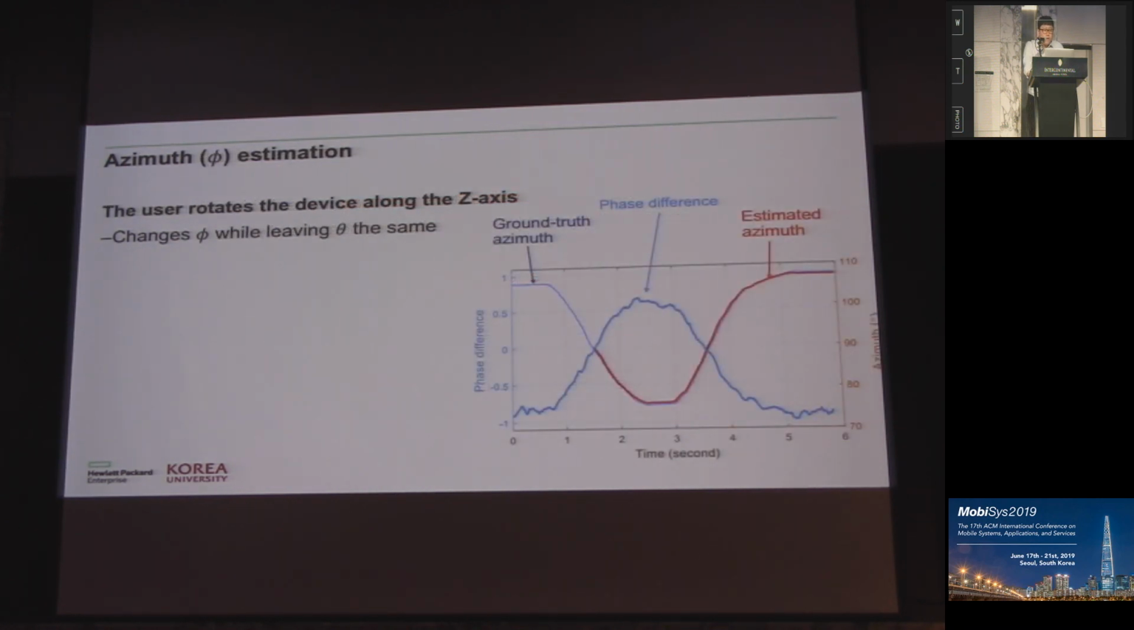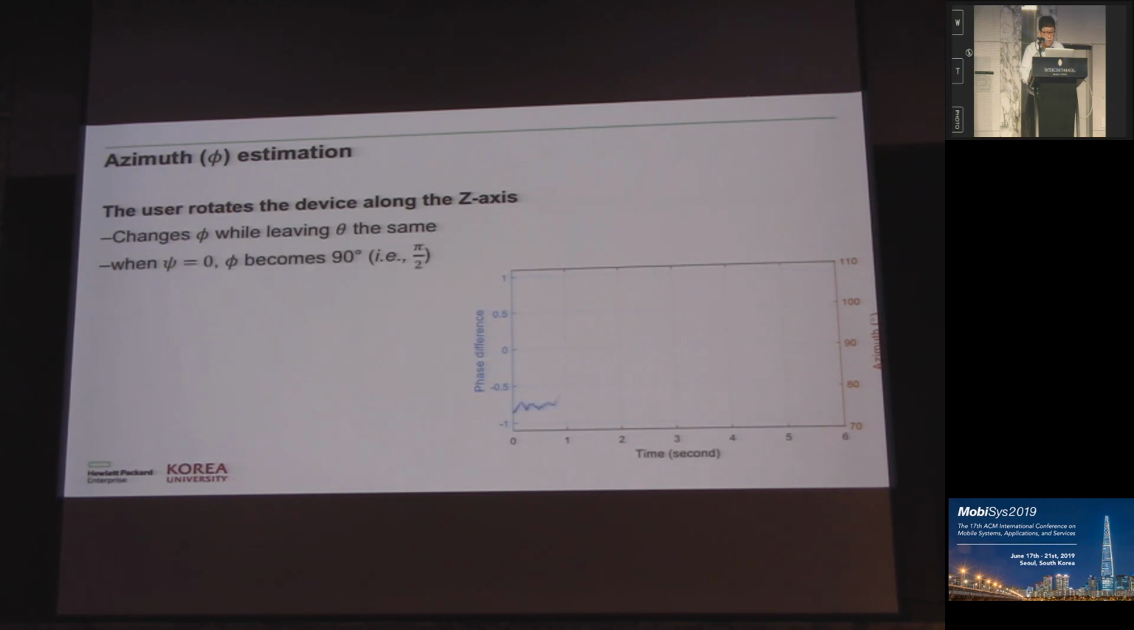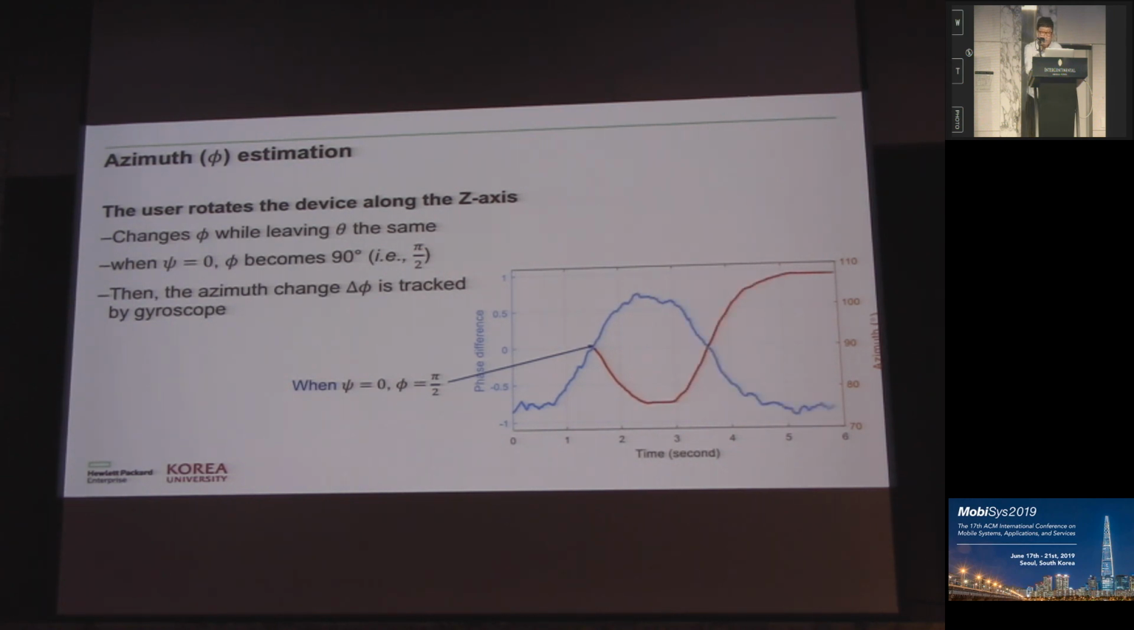I will first introduce how we estimate the azimuth. Suppose the user rotates the device along the z-axis. During the rotation, the azimuth changes while the elevation remains the same. When the transmitter is aligned to the y-axis, the azimuth angle becomes 90 degrees and the phase difference becomes 0. Given that, we detect the current azimuth angle is 90 degrees. Then we start to track the azimuth change using the gyroscope. Finally, at the time the user stops rotating the device, we can find the current azimuth angle of the device by adding 90 degrees to the rotation change estimated from the gyroscope.